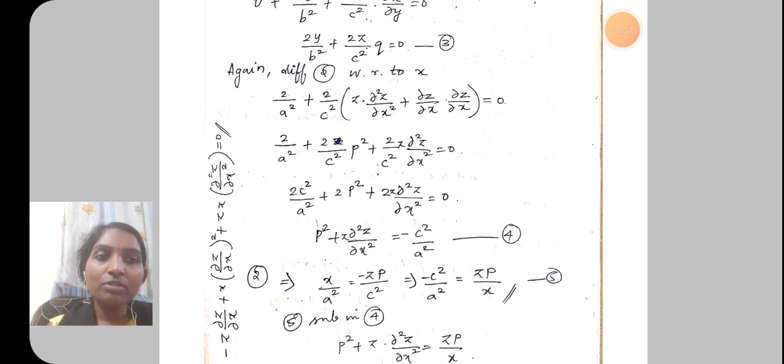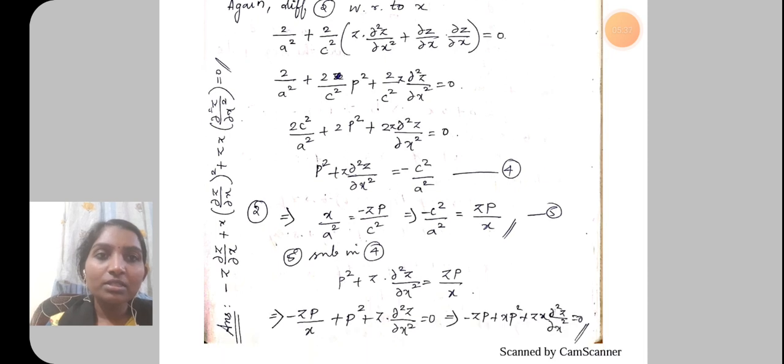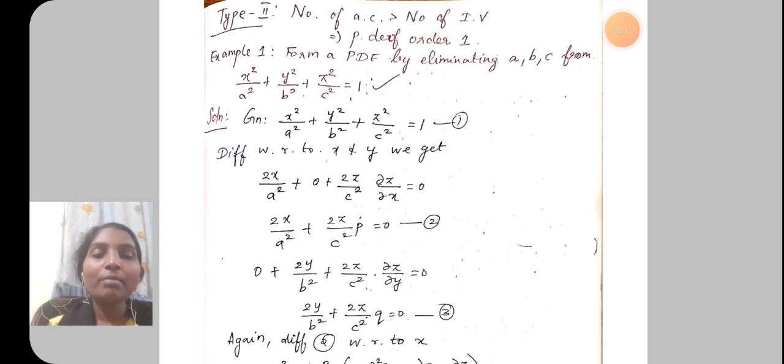So, on substituting 5 and 4, we have p square plus z into dou square z by dou x square is equal to zp by x on replacing it. Therefore, the formed differential equation will be minus zp plus x into p square plus zx into dou square z by dou x square, which is equal to 0. And therefore, all the notations are rewritten as minus z into dou z by dou x plus x into dou z by dou x the whole square plus zx into dou square z by dou x square is equal to 0. This can also be replaced by the notations as well. So, in this way, we have formed the partial differential equation in the type 2 format. Thank you.